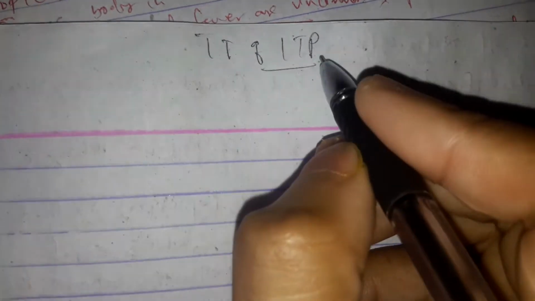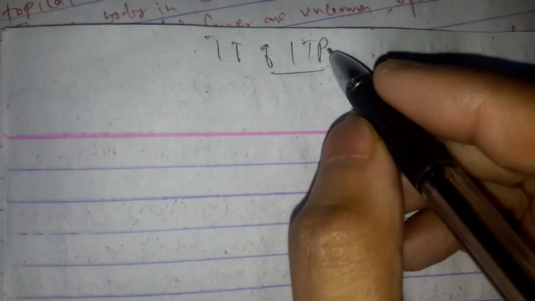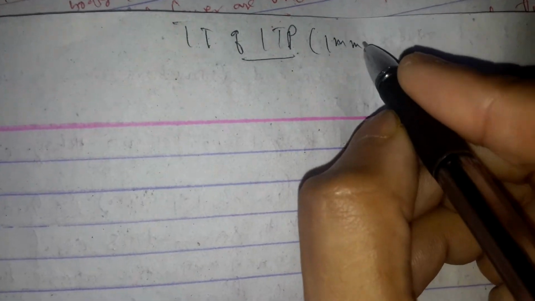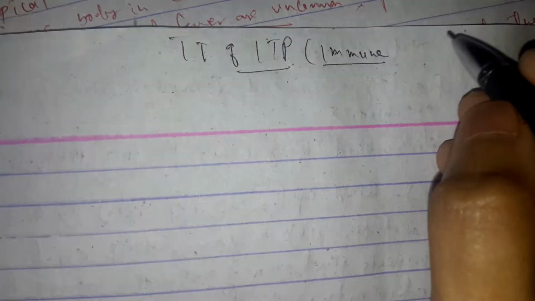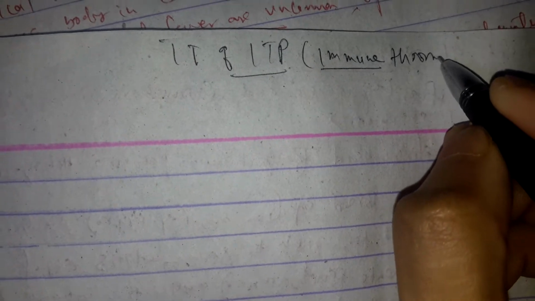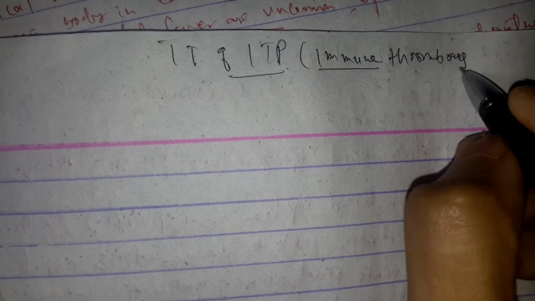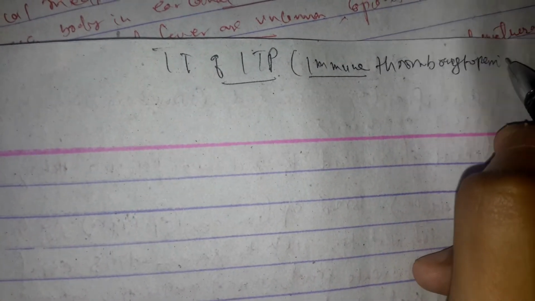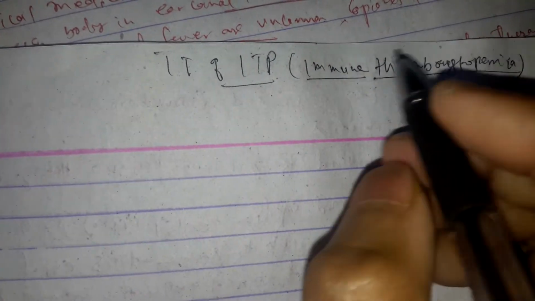So let's talk about treatment of idiopathic thrombocytopenic purpura. It was previously called idiopathic thrombocytopenic purpura, but nowadays this terminology has been replaced by immune thrombocytopenia, because not every patient has purpura, okay, and not every case is idiopathic.